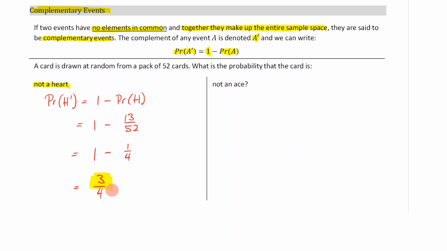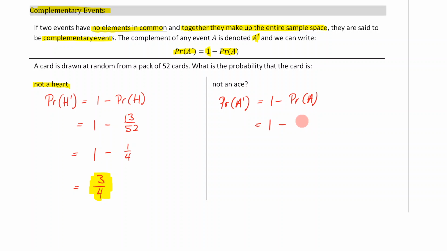You might like to pause the video and see if you can do the next one for yourself. It will be the same procedure. What's the probability of not getting an ace? So I would say the probability of not getting an ace, or the complement of getting an ace, is 1 minus the probability of getting an ace. 1 minus. Now, what's the probability of getting an ace?